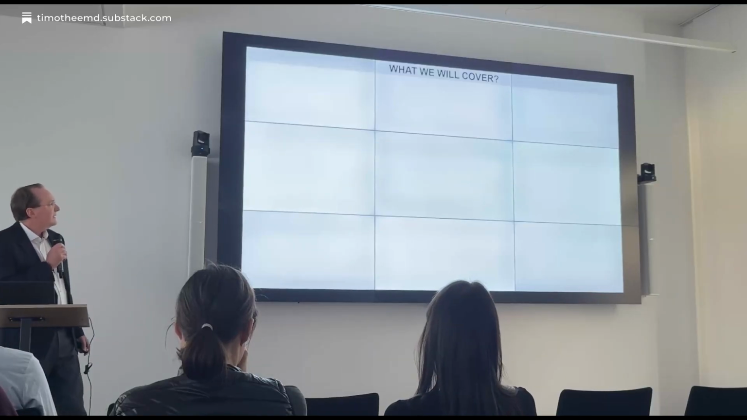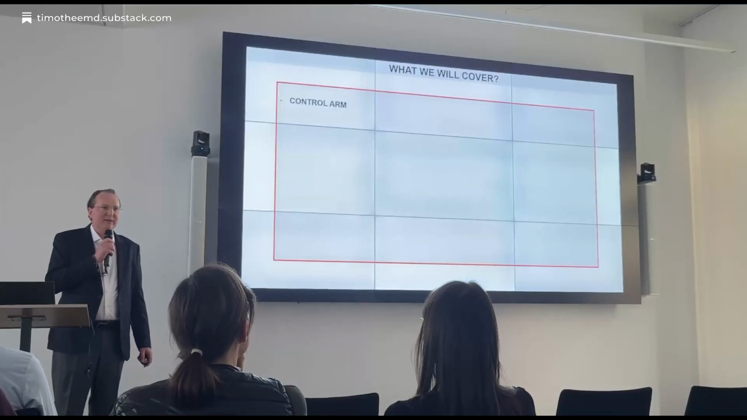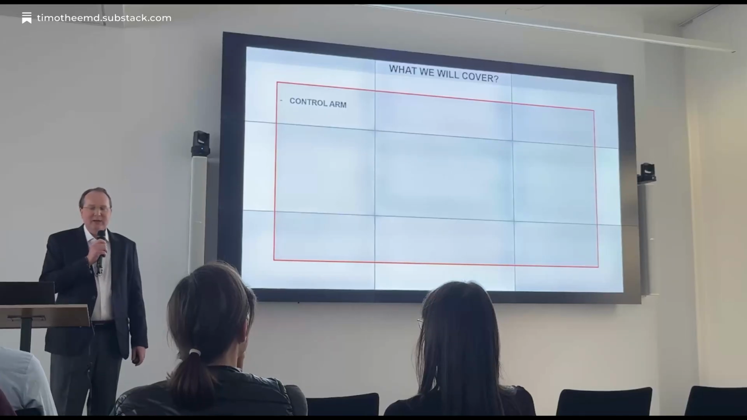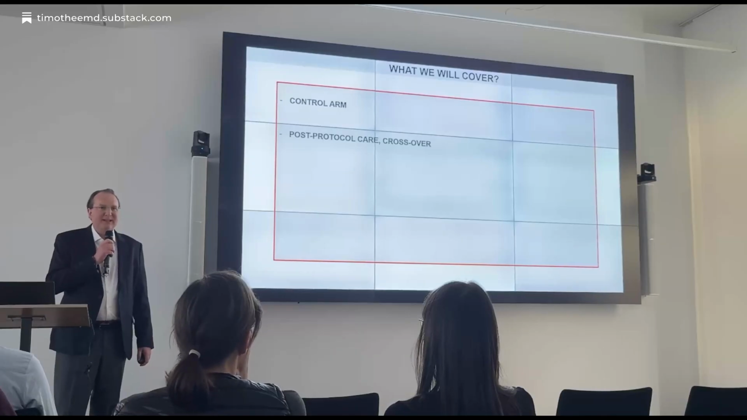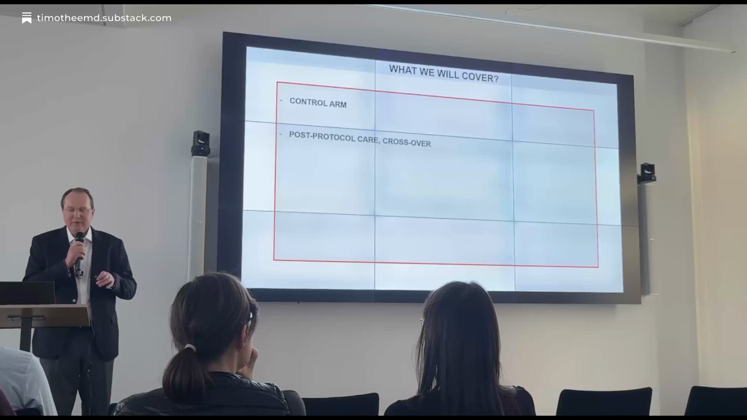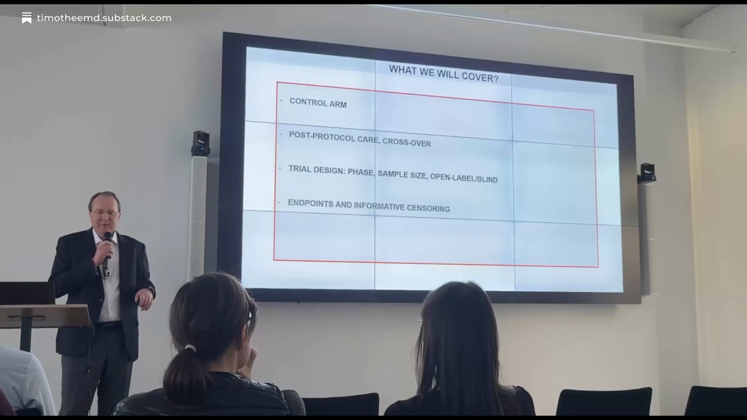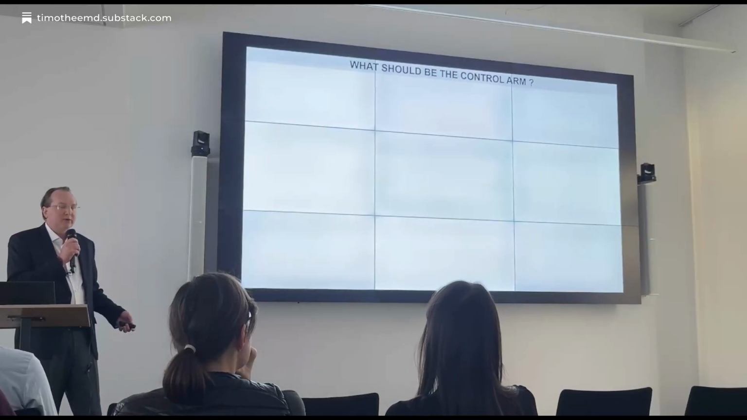I have no conflict of interest, and what we'll be covering first is the control arm. As you know, the control arm is not always so straightforwardly good, and we have many aspects to look at in the control arm. Post-protocol care and subsequent therapy is a key aspect, and in a sense it's affecting the control arm down the road after the first therapy. Trial design, we will cover this pretty fast because I really want to focus on endpoints, informative censoring, and conclusion. So what should be the control arm?